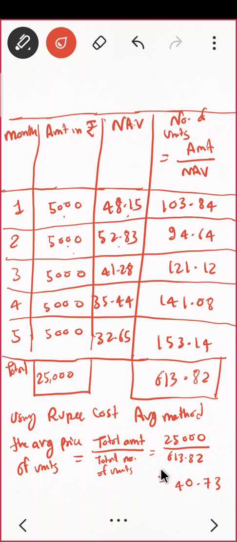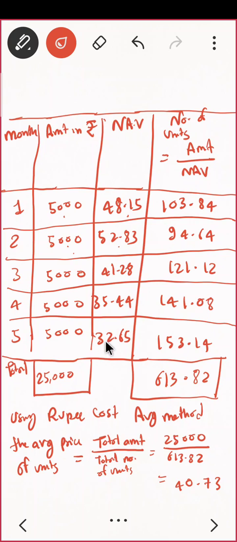See, now do you see, if in the first month itself he had bought at the NAV of 48 rupees for all 5 months, then he would have had to pay 48 rupees for each month. But now do you see how much the average price is? He is getting it at just 40 rupees, so he is having a benefit of 8 rupees each month. So that's why this is quite nice.